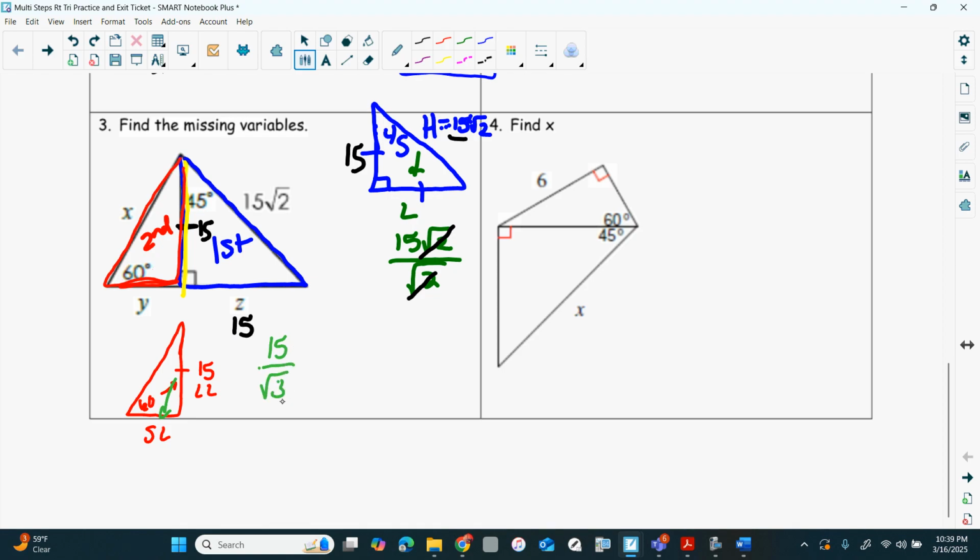And I can't leave it like that. I have to rationalize it. Can't keep a radical on the bottom. So you have 15 root 3 over 3, which now I can reduce. The 3 can go into 15 5 times. So I get 5 root 3. 5 root 3 is the short leg, which is your Y. And then to get to my hypotenuse, I double that, which means this becomes 10 root 3.